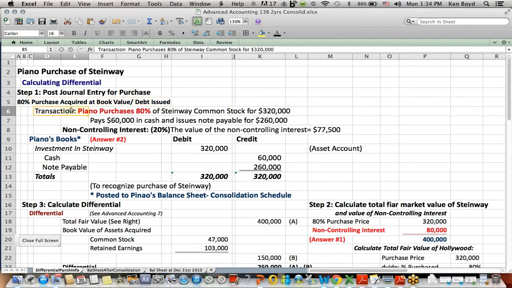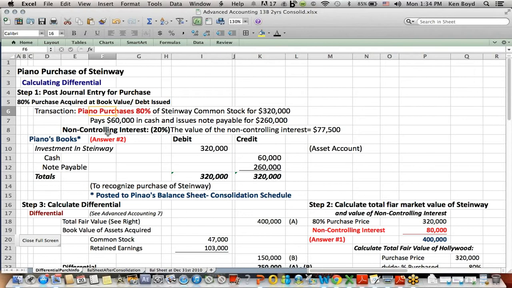80% of the book value of the sub was acquired by the parent and they issued debt. So my transaction is Piano, the parent, buys 80% of Steinway, the sub, of that company's common stock in exchange for $320,000. Now, not all of it is cash. $60,000 in cash, $260,000 in the form of a note payable. That's going to be an issue later on when we consolidate the financials.